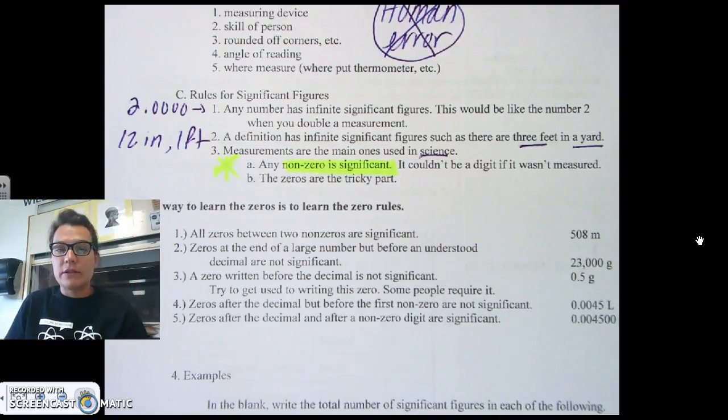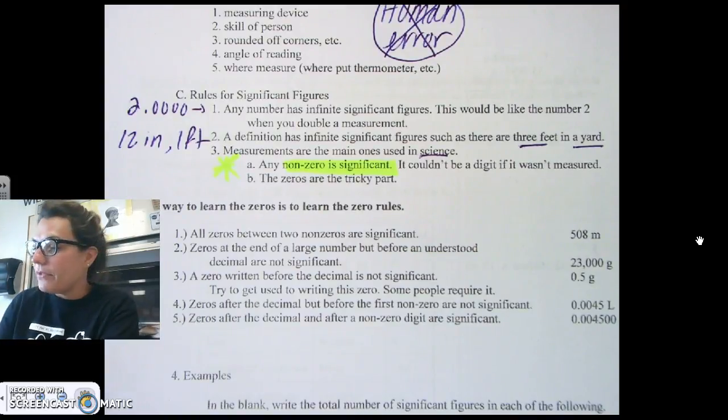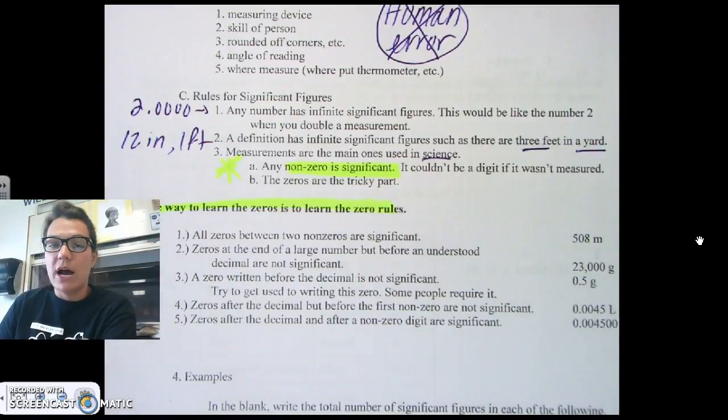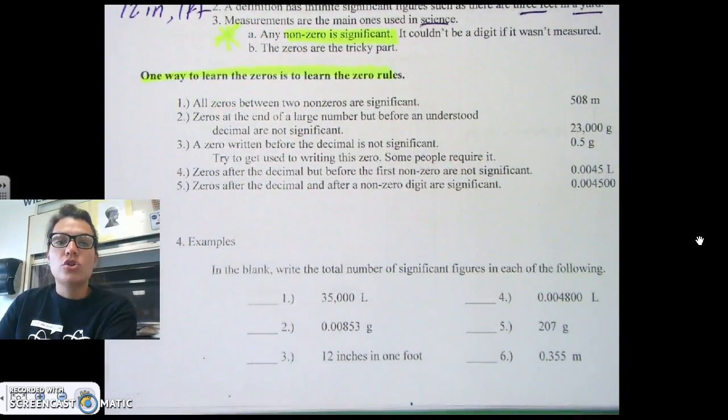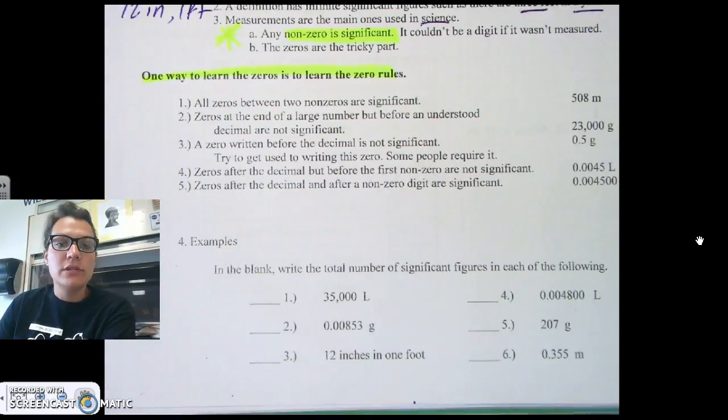Zeros are where it becomes a little bit tricky. So we need to talk about some zero rules to see whether things are significant or not. Okay, we ready for this? Okay. So all zeros between two non-zeros will be significant. Okay, so let's look at my example here.